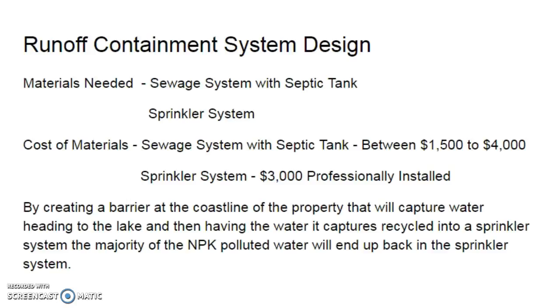The sprinkler system would be about $3,000 professionally installed. I would also create a barrier at the coastline of the property that will capture water heading into the lake, and then recycle the water it captures into the underground sprinkler system. That way, the owner will be able to reuse the water as a sprinkler system, being able to use the NPK over and over again.